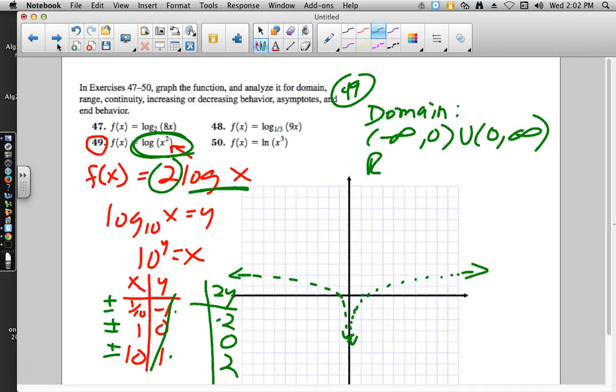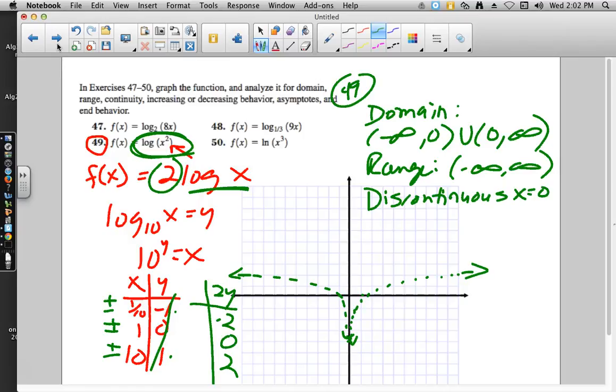Our range has not changed. Our range is negative infinity to infinity. And then it says we need to talk about continuity. Oh, this one is discontinuous. It is discontinuous at 0.